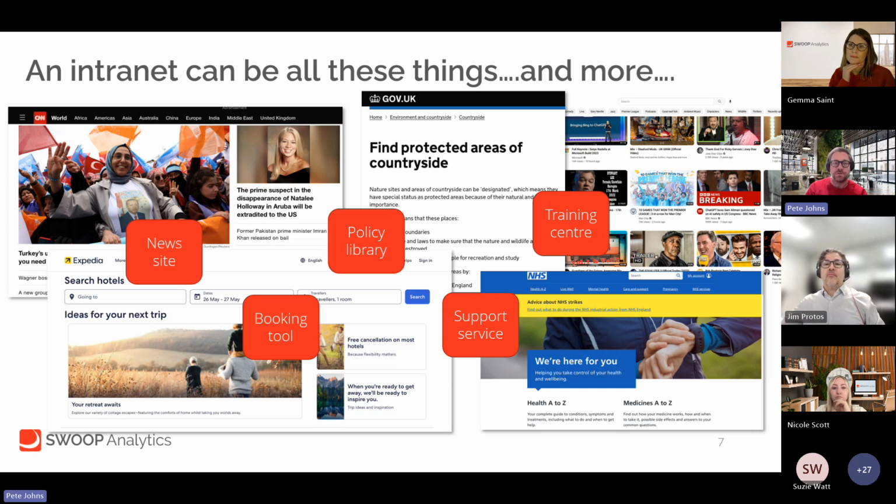So imagine if your organization's external digital team had to create one website that did all these things. We've got some examples here from the outside real world, where you don't have a news site that's also a booking tool and a policy library and a training center and a support service. You have in here this example, the CNN news site. In the external world, a lot of the time there's very clear singular purposes for internet sites. For intranets, it can be much more challenging.